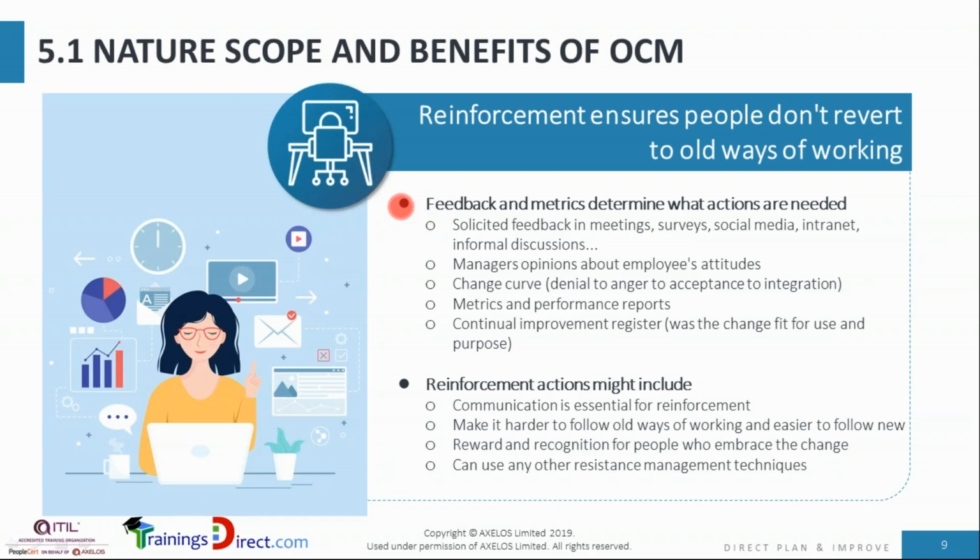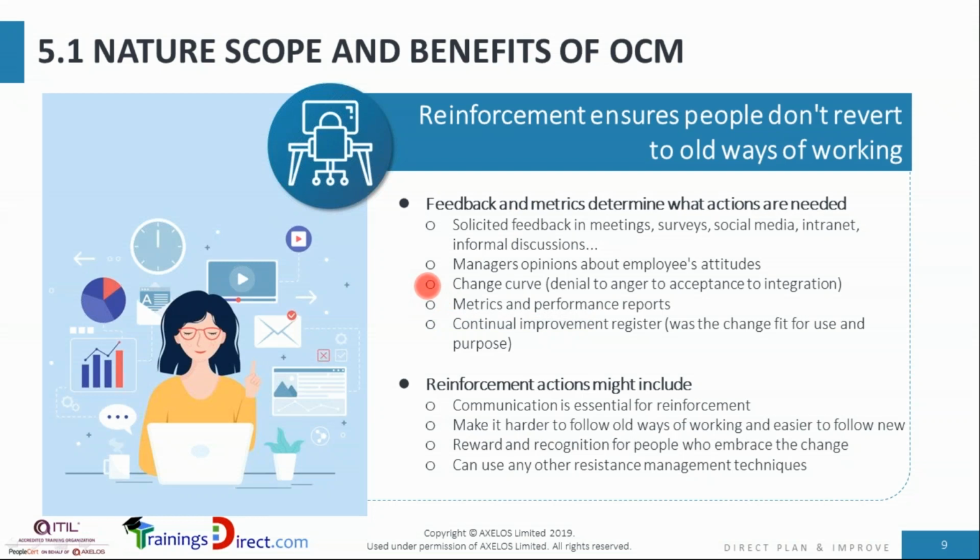Feedback and metrics determine what actions are needed. Solicited feedback in meetings, surveys, social media, intranet, informal discussions, etc. These are good channels for feedback. Managers' opinions about employee attitudes. Managers may look at employees' attitudes. If people are not cooperating just because they don't want to cooperate, sometimes it may happen that people know the benefits of change, but they don't want to cooperate, maybe for some other reasons. So that needs to be addressed also. That may be more of a performance issue than a true change resistance.